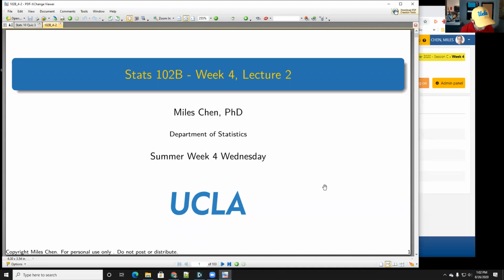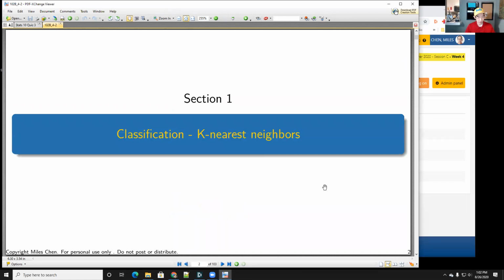All right. So we are talking about classification. On Monday, we covered the Bayes classifier and the naive Bayes classifier. And today we'll talk about two other classification methods, the k-nearest neighbors classifier and support vector machines.